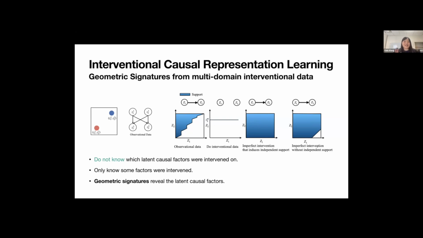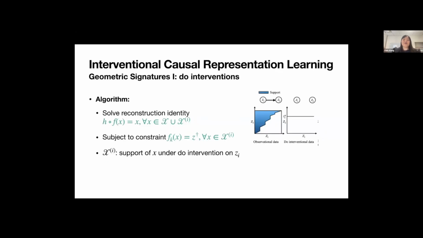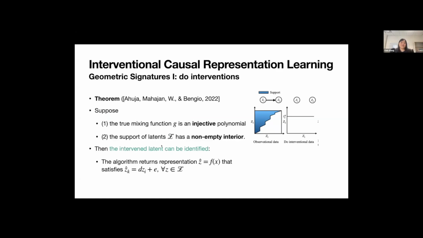So the final one is the case that if we do imperfect interventions, but it cannot give us independent support, then we cannot do it. As of this suite of techniques, we cannot do it. So more formally, we'll be able to handle do interventions where we solve the same reconstruction identity subject to the constraint that some dimension of the latent variable gets set to one particular unknown value, then we'll be able to identify these intervened latent subject to injective polynomial and non-empty interior.